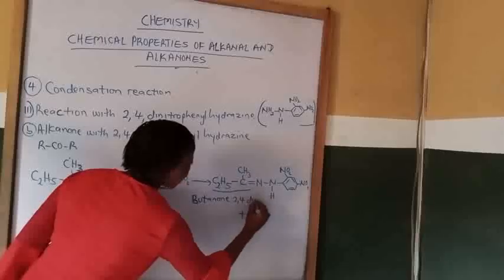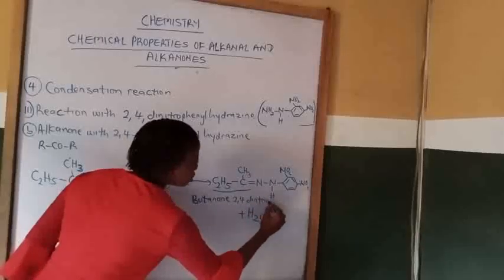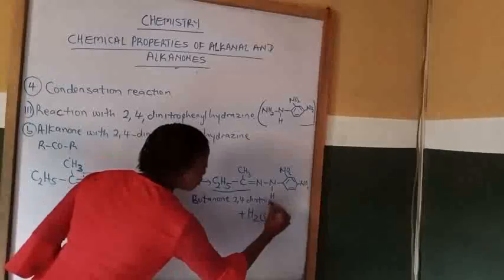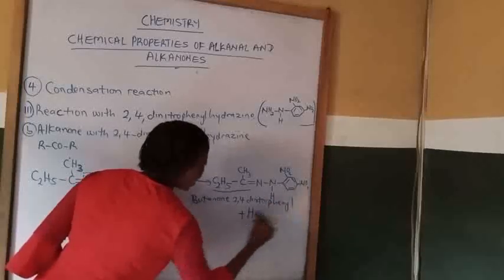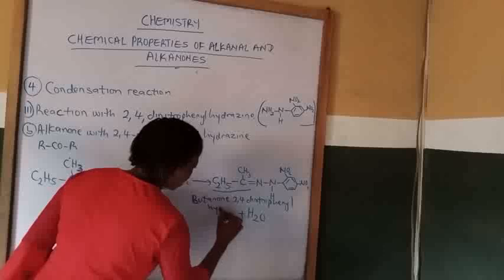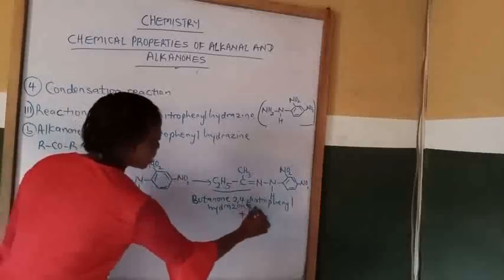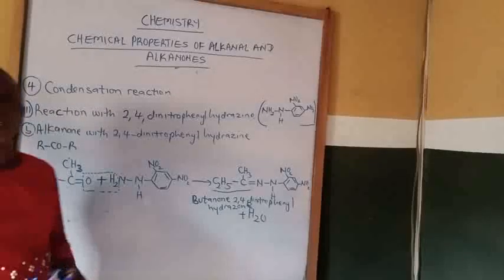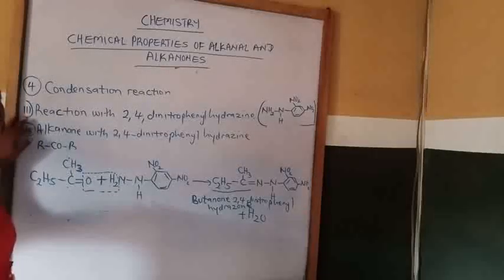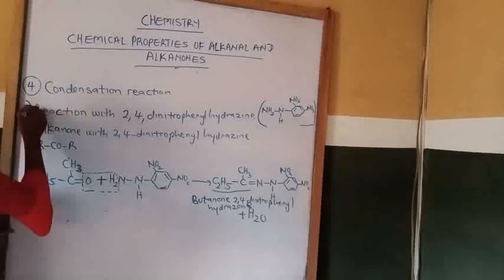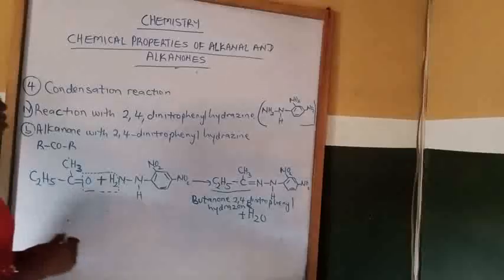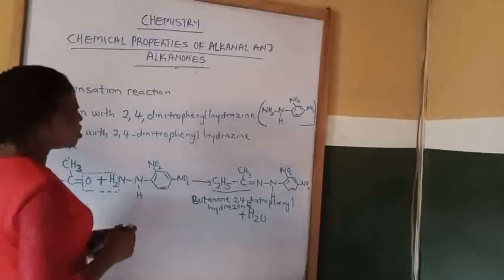2,4-dinitrophenyl hydrazone. So that is the name of the product formed. So that's butanone 2,4-dinitrophenyl hydrazone. So the next chemical reaction, this is number 4, the fourth one. So the next chemical reaction under it is the reaction with semicarbazide.